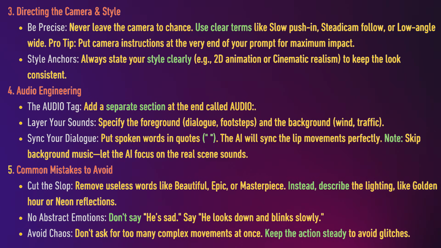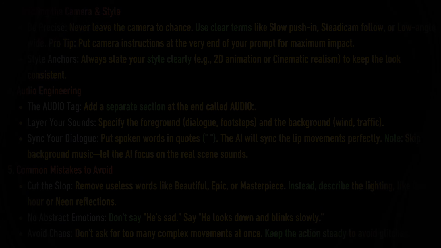5. Things to avoid. Finally, cut the slop words like beautiful or epic. Describe the lighting instead. And never use abstract emotions like sad. Always translate them into physical movements, like a slow blink or a head tilt.